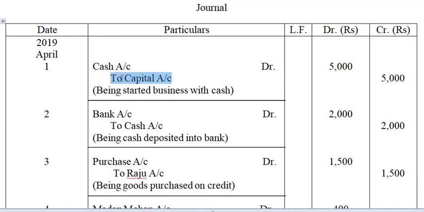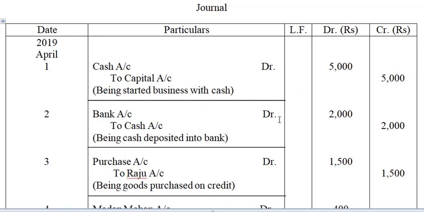Now capital. Capital is of liability nature. So capital is also a liability. Don't think that capital is something different. No, it is a liability for the business, but it is a fixed type of liability. Since it is a liability nature, liabilities are always on the credit side.